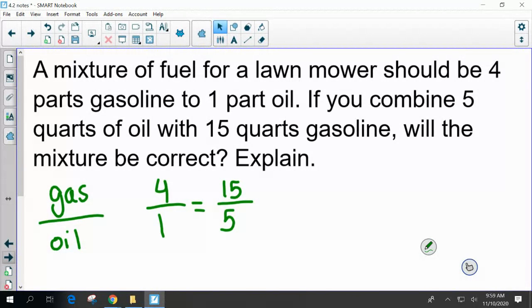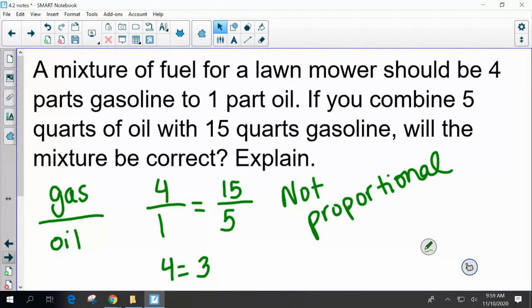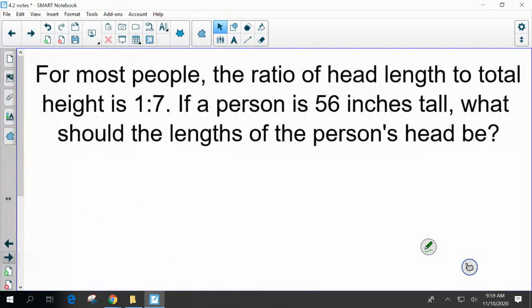So if I did divide, 4 divided by 1 equals 4, and 15 divided by 5 equals 3, and those are not the same. So this would not be proportional, which would not be good for your lawnmower if you mix this wrong. Okay. All right, so the next one we're going to work with involves missing one of our numbers. The problems we've done before had all 4 numbers. Now we're going to have one missing and we're going to have to solve.